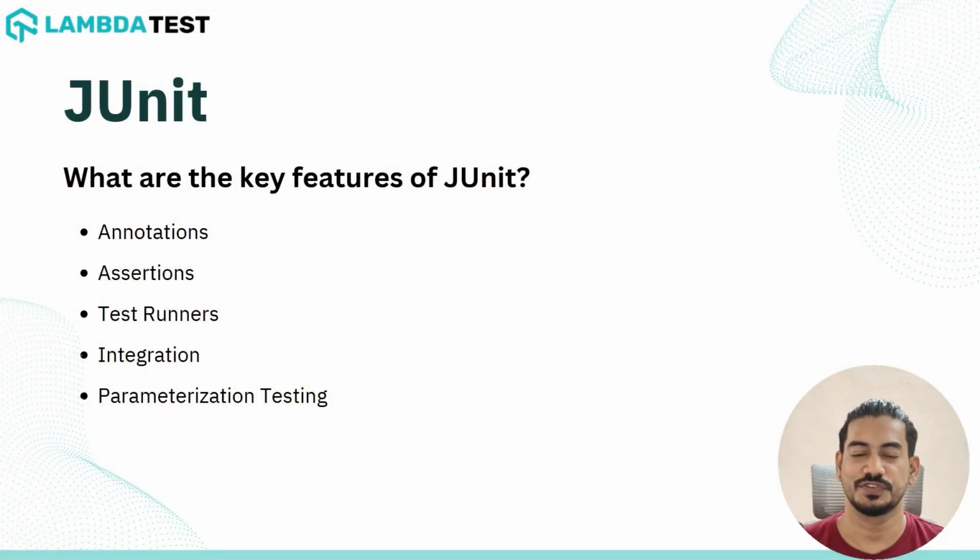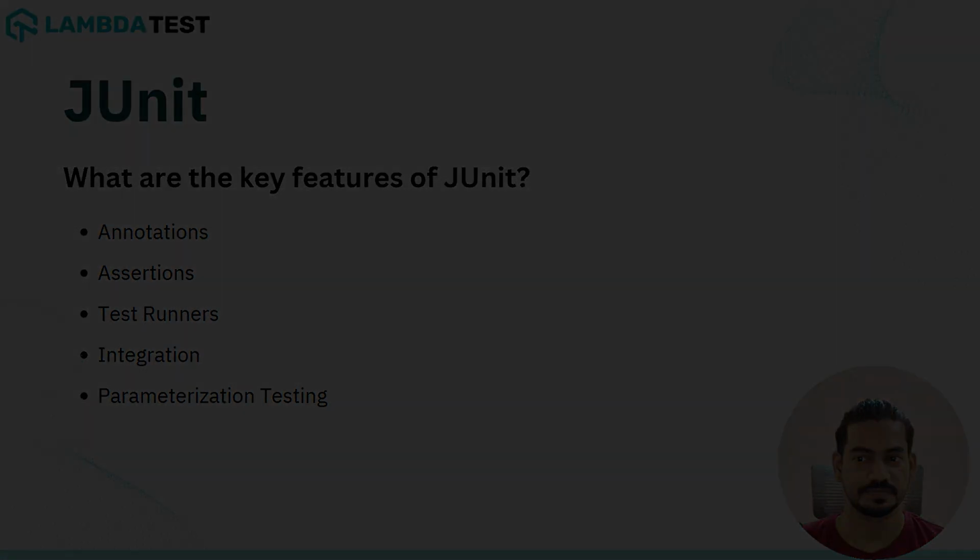Let us understand a few of the key features of JUnit. Annotations, assertions, test runner, integration, and of course parameterization testing. Annotations in the sense, whenever we write our unit test, we'll have some annotations. For example, @Test, and also we have a few of the hooks like BeforeEach, BeforeAll, AfterAll. We'll learn all those in detail in our upcoming videos.